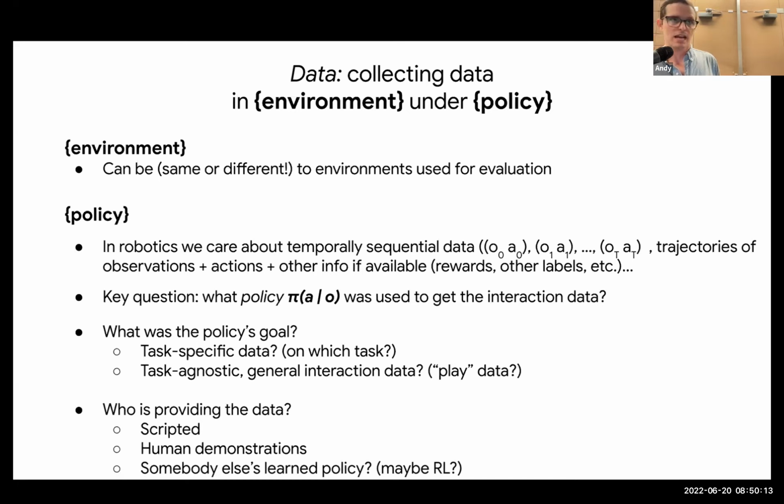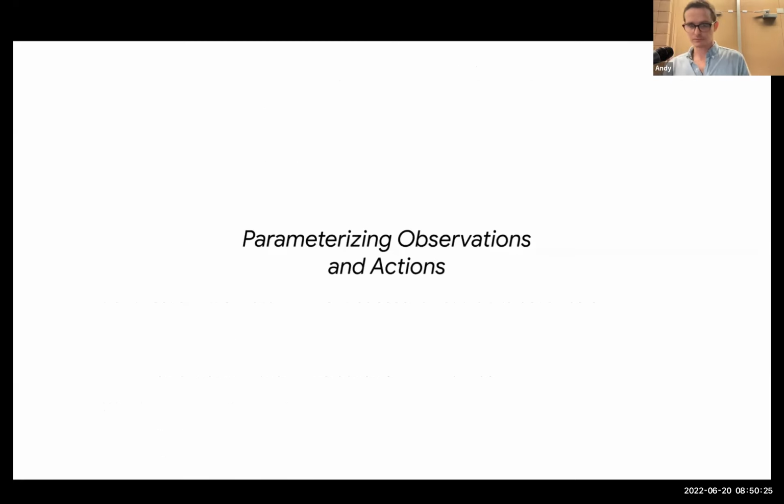So again, you don't just have data that comes out of nowhere. In robotics, we have temporally sequential data. What are the actions that were chosen over time? It was operating under some policy. What was that policy? Very helpful to keep in mind.